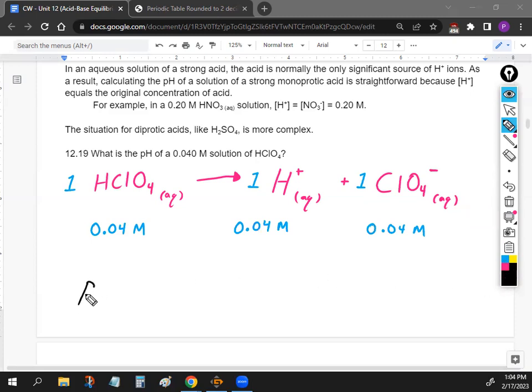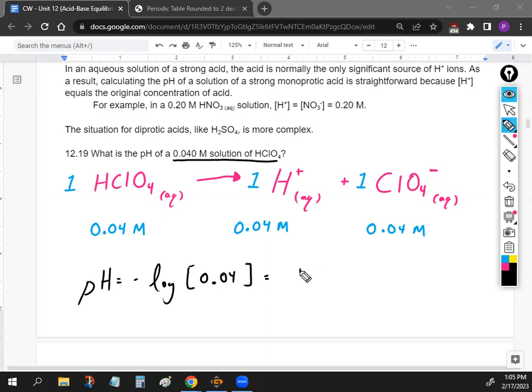Anyway, if we calculate the pH, it's very easy. We just do negative log of the concentration of H plus, so 0.04. This is why it's really helpful to memorize the strong acids, because if you had a problem like this on your homework or your test or the AP test, and you see the concentration of a strong acid and it asks you to find the pH, it's very easy. You can just put that in there, and that'll give you the pH. That's why knowing the strong acids is very useful.